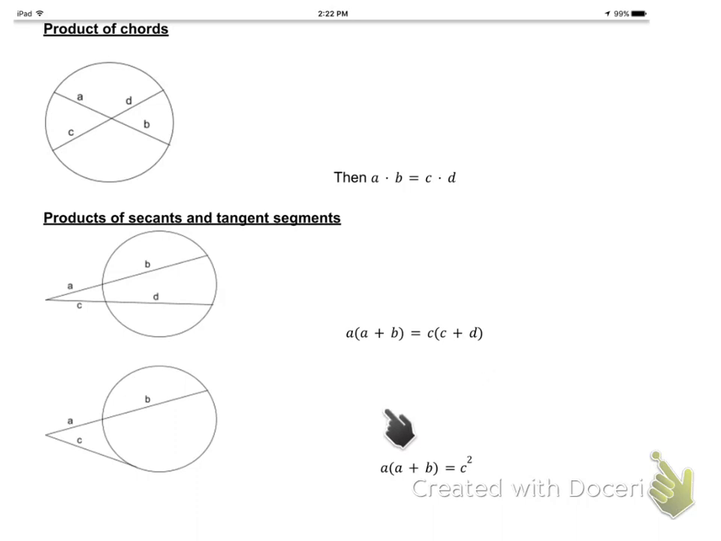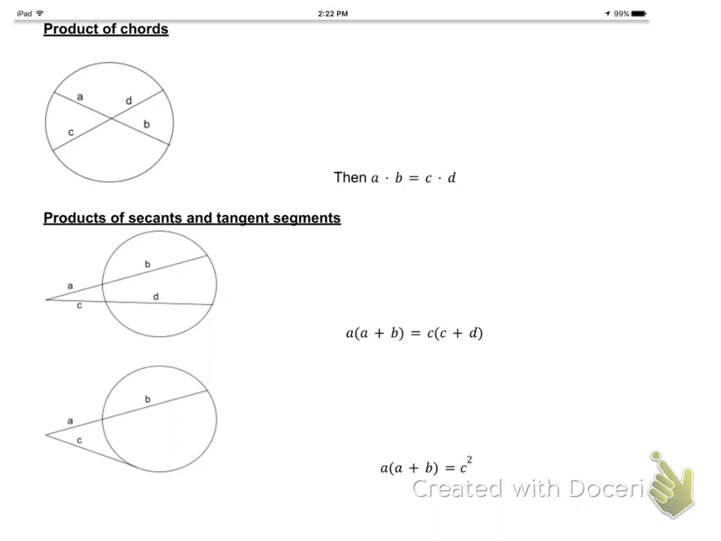And then if we have a tangent and a secant, because here's my tangent, A times A plus B still exists. But why is it C squared? Because the line only stays on the outside, right? It doesn't go into the circle. You're on the right track. Because C is both the outside and the whole length.